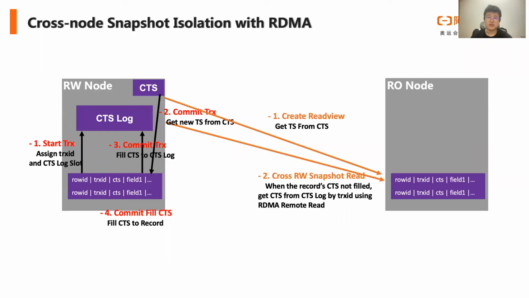PolarDB serverless provides snapshot isolation based on MVCC. In PolarDB serverless, transactions rely on a snapshot timestamp to control which version of a record the transaction is allowed to see. It maintains a centralized timestamp named CTS in the RW node. CTS represents the commit time of a transaction or the query time of a read view.